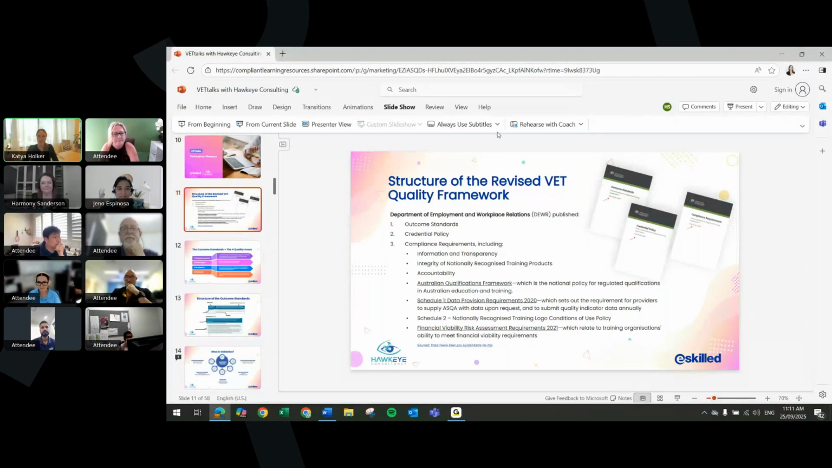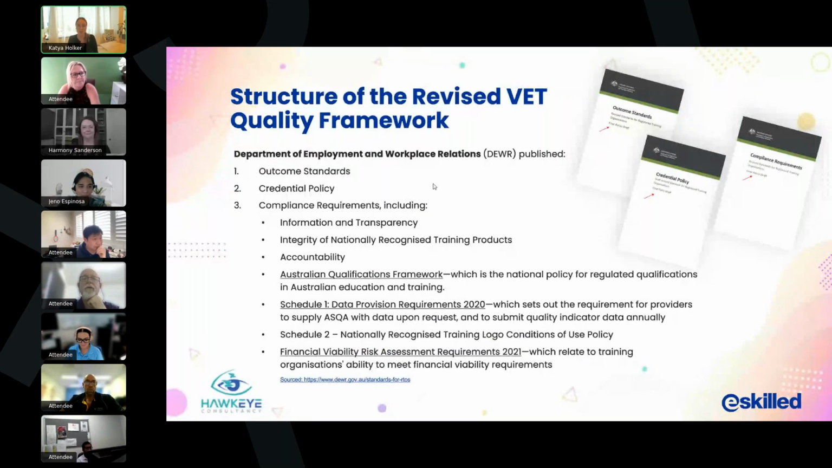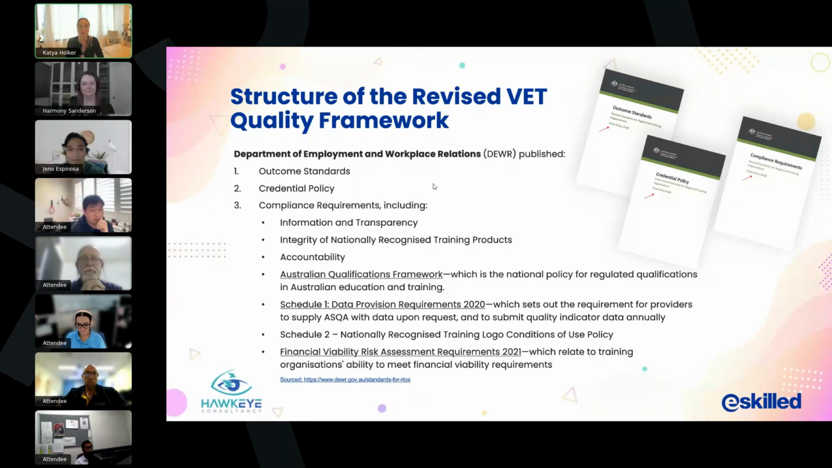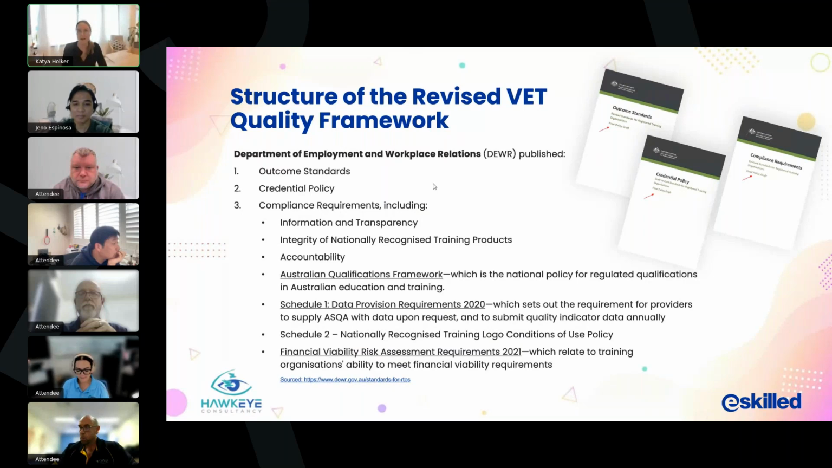Hopefully it's showing the PowerPoint of the structure of the revised standards. And so what I wanted to just bring a step back, first of all, was to make sure that everyone's aware of the three main documents that currently make up the revised quality framework. They include the outcome standards, the credentials policy, and the compliance requirements. So they are the key three documents. It's not just the outcome standards in isolation.